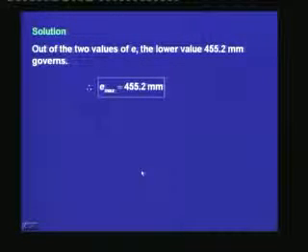Now, out of the two values, the lower value, which is 455.2 millimeters, governs, and that is the one which is selected as the maximum eccentricity for the CGS at midspan, which is based on satisfying the stresses at transfer.